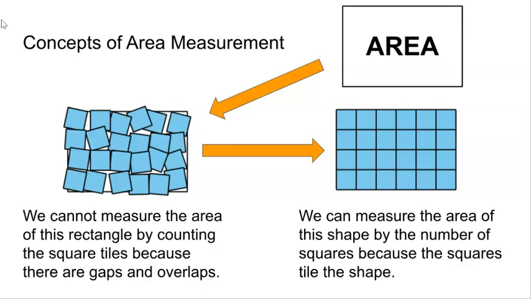This rectangle has an area of 24 square units because 24 square tiles cover the space inside the rectangle.